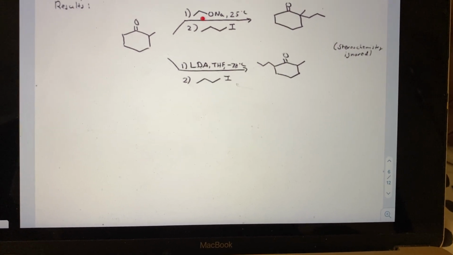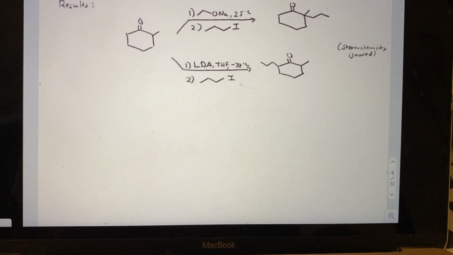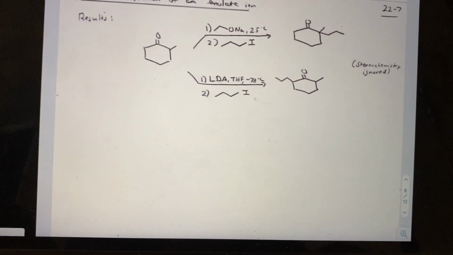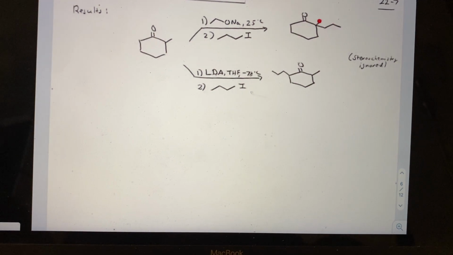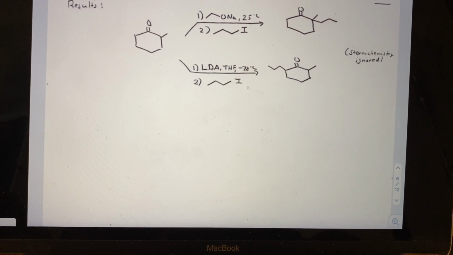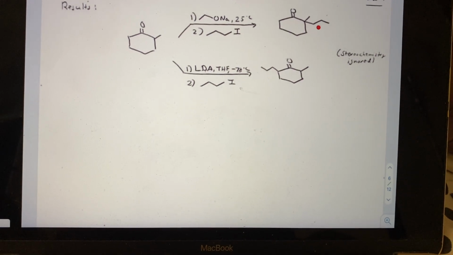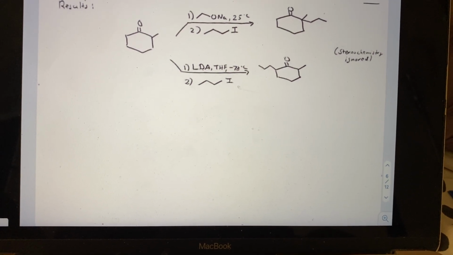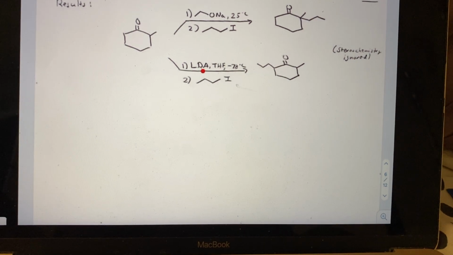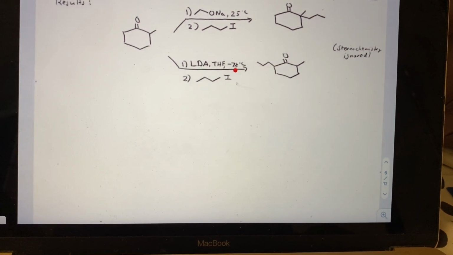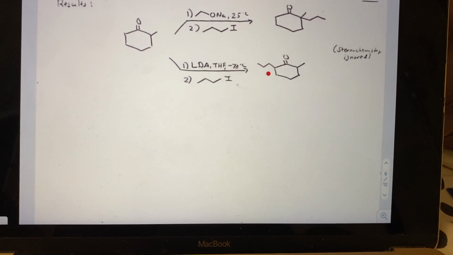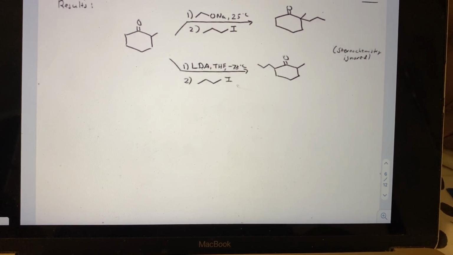And if we react this with sodium methoxide as our base at 25 degrees, it looks like the propyl group is added to the more substituted carbon. And you will end up generating stereoisomers in this case, in each of these, but we're ignoring that for simplicity. However, if we use our stronger base, LDA, and also a lower temperature, now it looks like the alkyl group is added to the less substituted carbon.